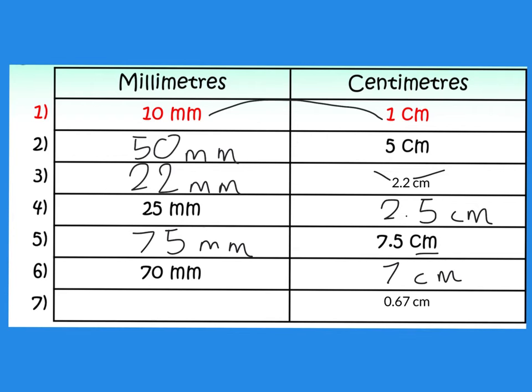Okay, so this is actually a tricky one. Because it's 0.67 centimeters, you know it's less than a centimeter. So therefore it's less than 10 millimeters when you're converting it. So it is 6.7 millimeters. Okay, so that was quite a tricky one.